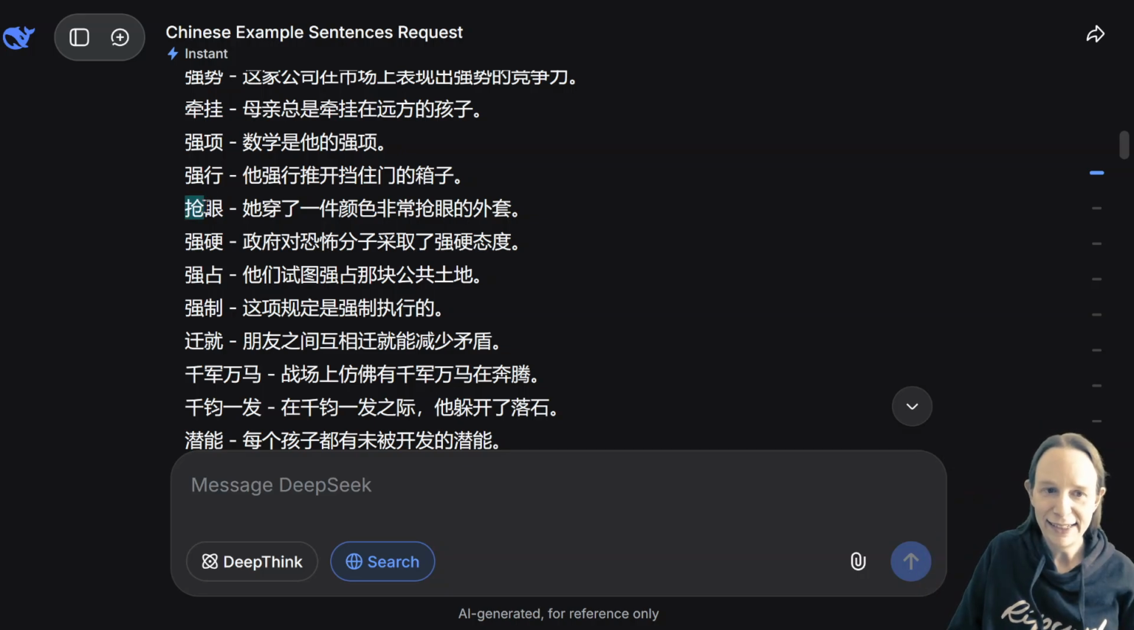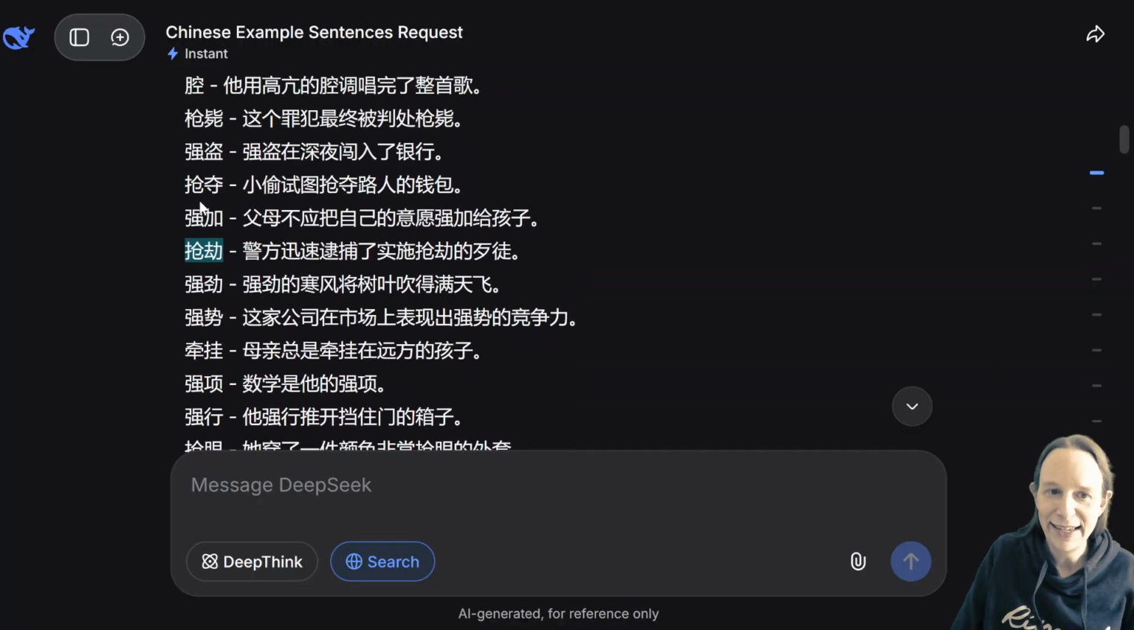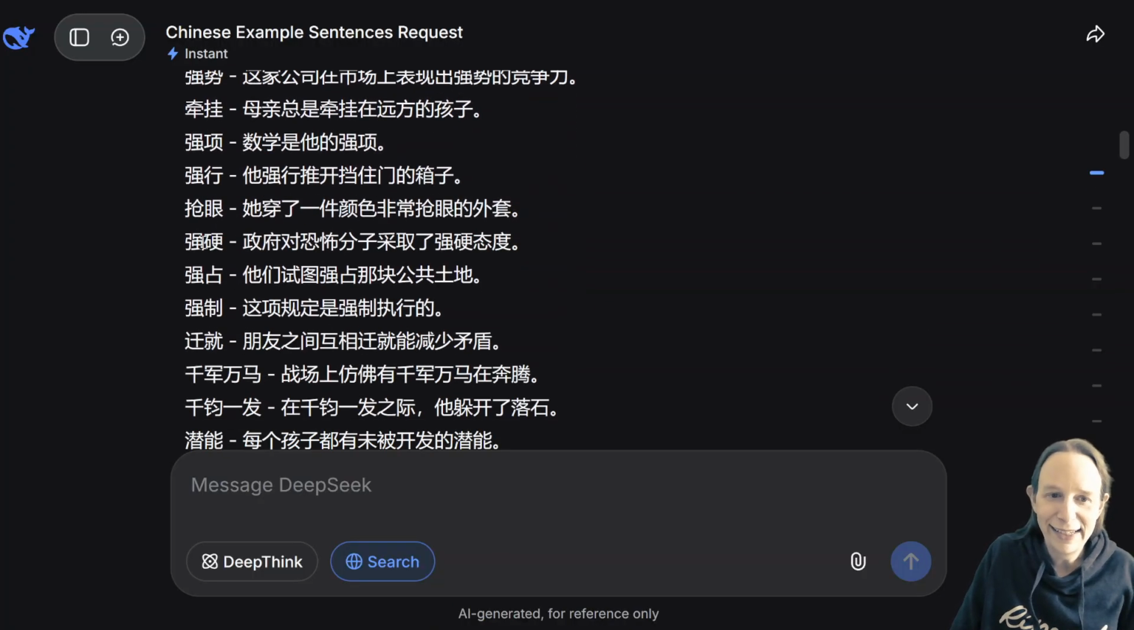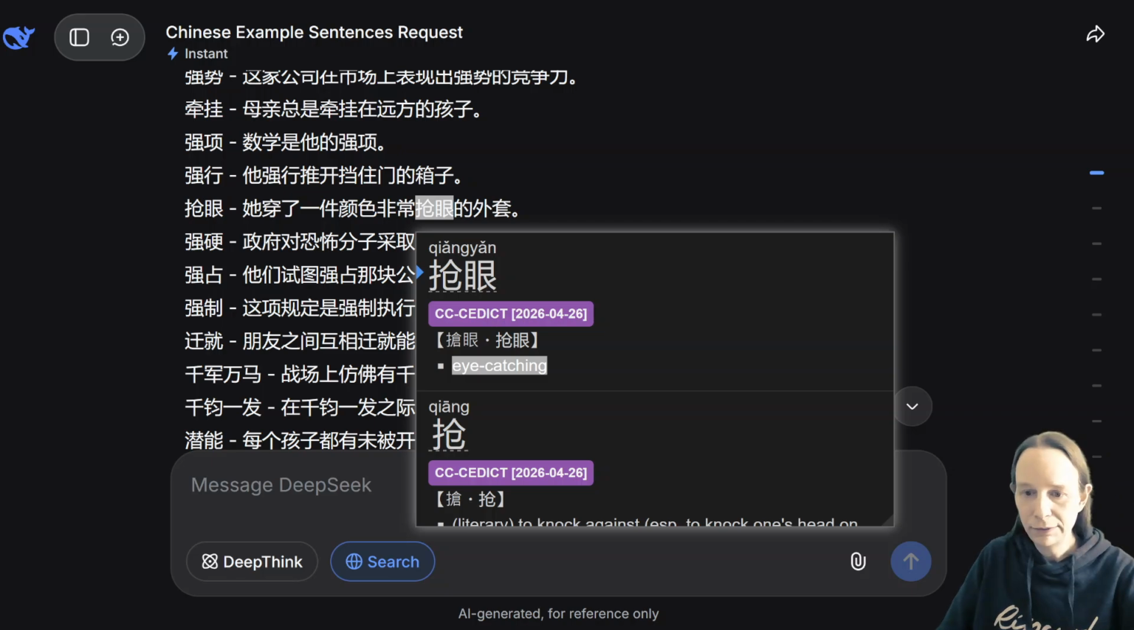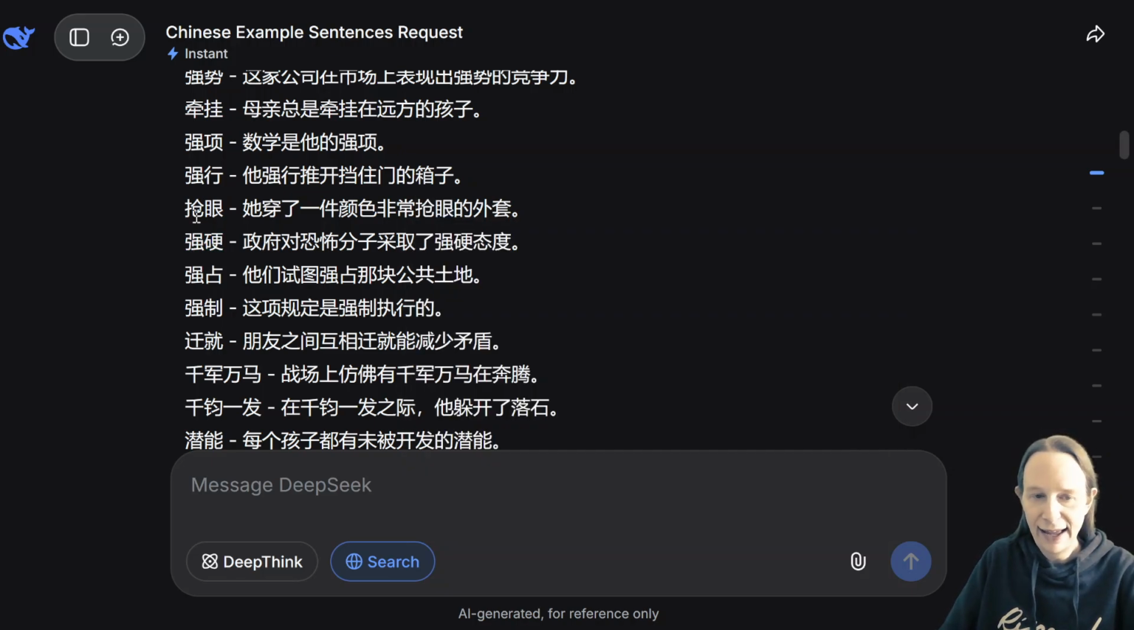Next. Okay, so we see 抢 again, where we saw here 抢劫, 抢夺. So we're stealing something. We're stealing eyes. All right. Presumably it means eye-catching or something like this. 他穿了一件颜色非常抢眼的外套. Okay, so the coat is not eye-catching. The color of the coat is eye-catching. 抢眼. All right, eye stealing is eye-catching. Yeah, it wasn't in the dictionary, I just added it.